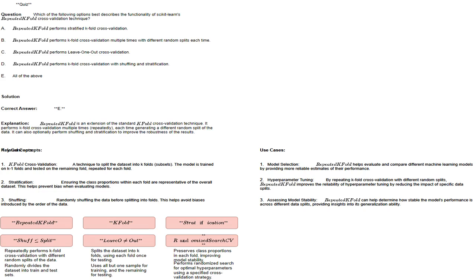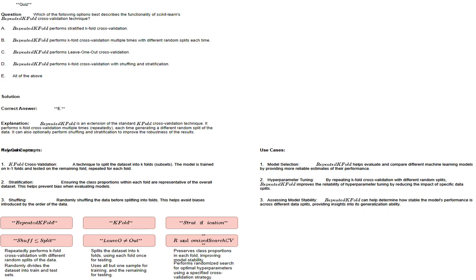1. K-fold cross-validation. A common cross-validation technique that splits the dataset into k-fold subsets. The model is trained on k-1 folds and tested on the remaining fold, and this process is repeated k times, with a different fold being used for testing each time. This allows for a more robust evaluation of the model's performance.